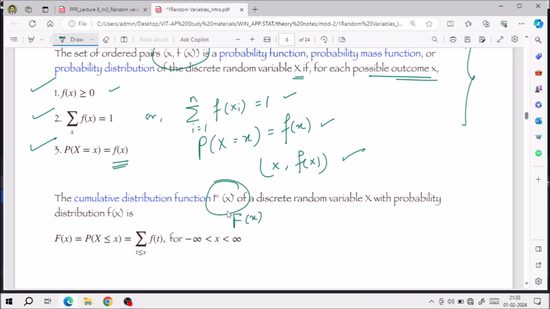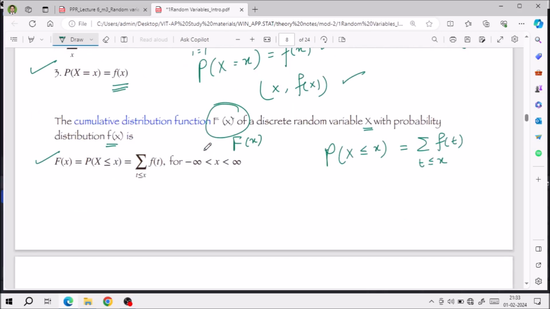Now the cumulative distribution function, we denote it by capital F(x), is the cumulative distribution function of a discrete random variable capital X with probability distribution f(x). This is given by capital F(x) equals the probability of X less than or equal to small x, which is nothing but the summation of f(t), where t is less than or equal to small x. We'll see through some examples as well. This is the cumulative distribution function.